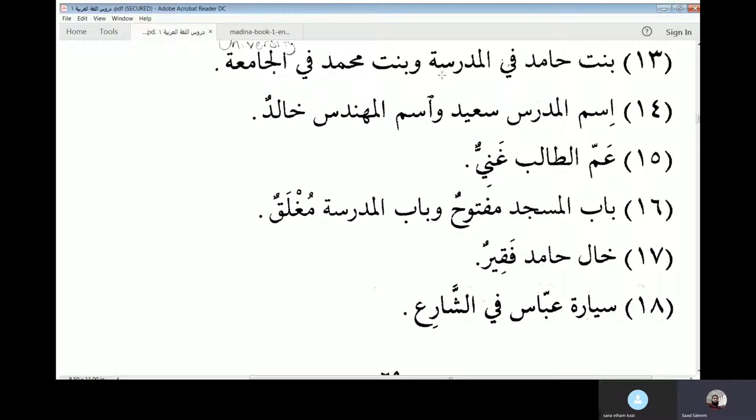Okay. In this sentence, ismul mudarrisi Saidun, what is Muzaf and what is Muzaf alayh? Muzaf is mudarrisi, Muzaf alayh is Saidun. Wrong. Ism is the Muzaf. And Muzaf alayh is Saidun? No, Muzaf alayh is Mudarris. Saidun is the name of Mudarris, but it has nothing to do with Muzaf and Muzaf alayh in this sentence. Okay. Next.